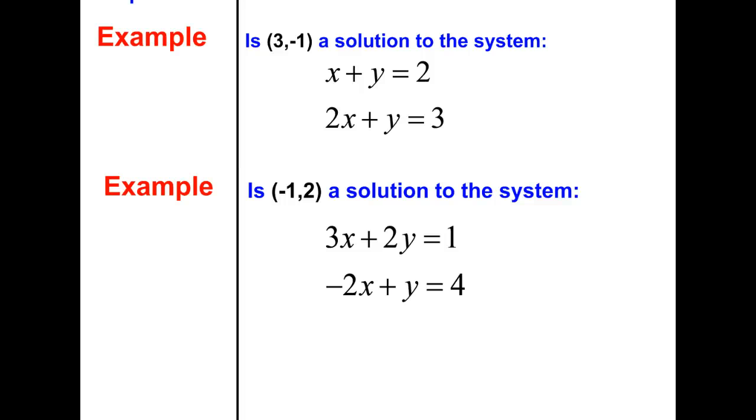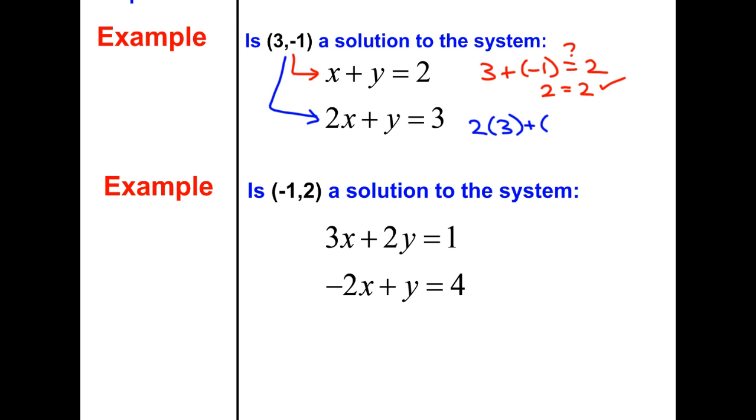So, does it work for the first equation? Let's plug it in. Is 3 plus negative 1 equal to 2? Yeah, this ends up being 2 equals 2, so that works. But now we have to check it for the second equation as well. It cannot only work for one, it's got to work for both. So we have to do 2 times 3 plus negative 1. Does that equal 3? Well, 2 times 3 is 6, and minus 1 is 5. Does 5 equal 3? No, that doesn't work. So no, this is not a solution.